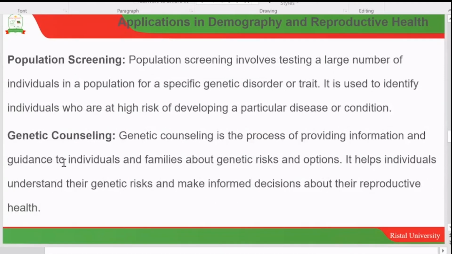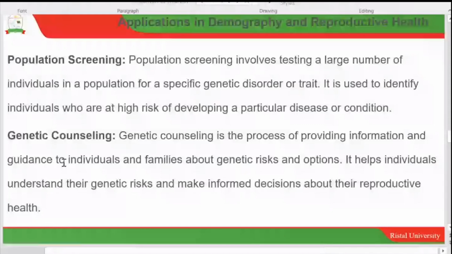But also there's what we call population screening, which involves testing a large number of individuals in a population for a specific genetic disorder or trait. It is used to identify individuals who are at high risk of developing a particular disease or condition. For example, we are looking at probably what reproductive disorder. We could look at prostate enlargement.